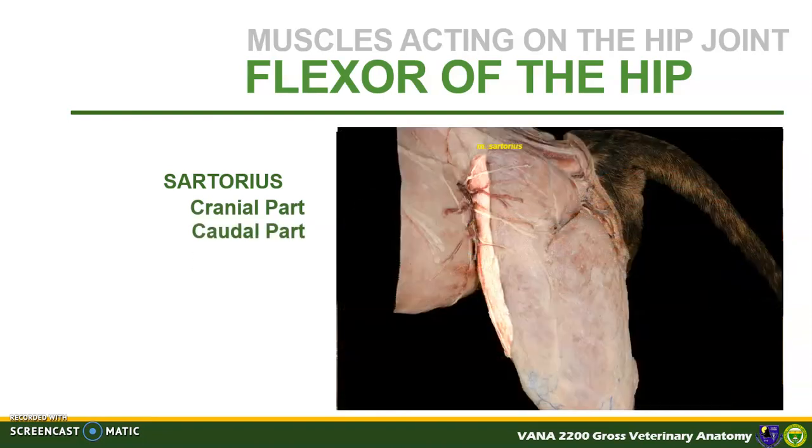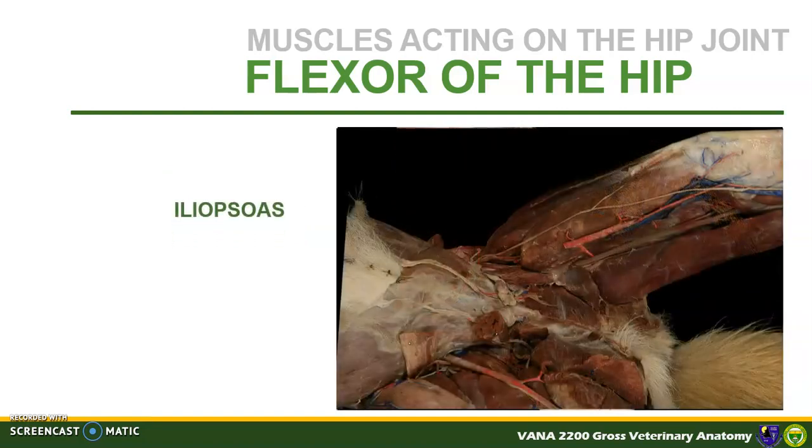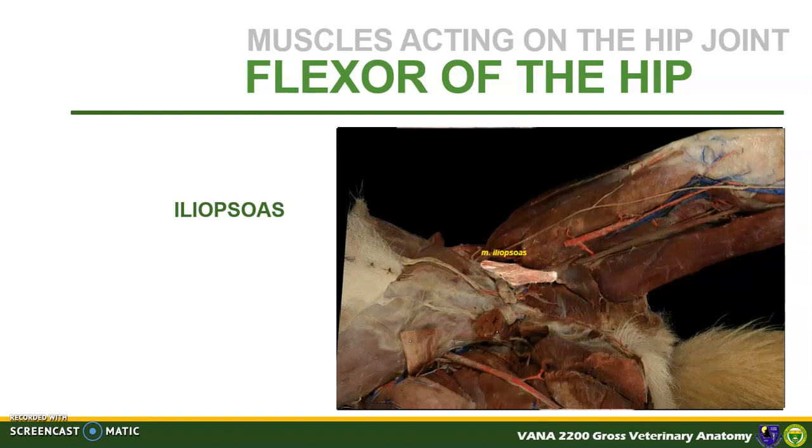Here is the sartorius muscle seen at the lateral view of the upper pelvic limb. Another flexor is the iliopsoas muscle. If we perform a deeper dissection of the medial thigh muscles, close to the quadratus femoris is the iliopsoas muscle. This is the strongest muscle of the pelvic girdle. It is formed by the union of the iliacus and the psoas major muscles.